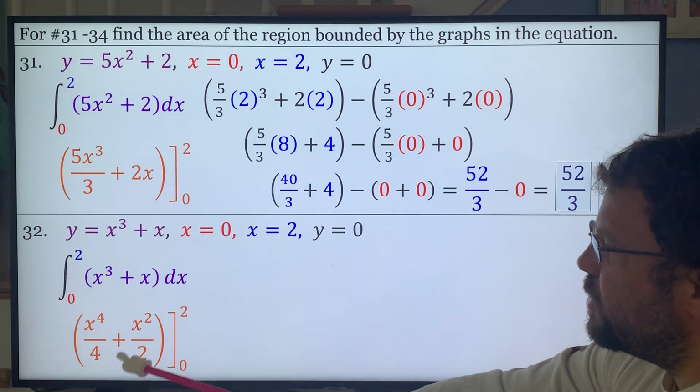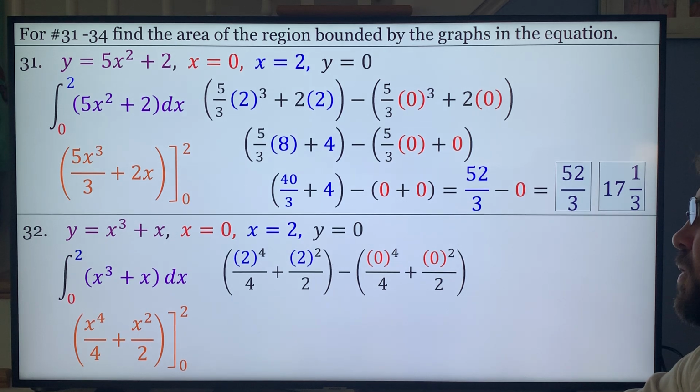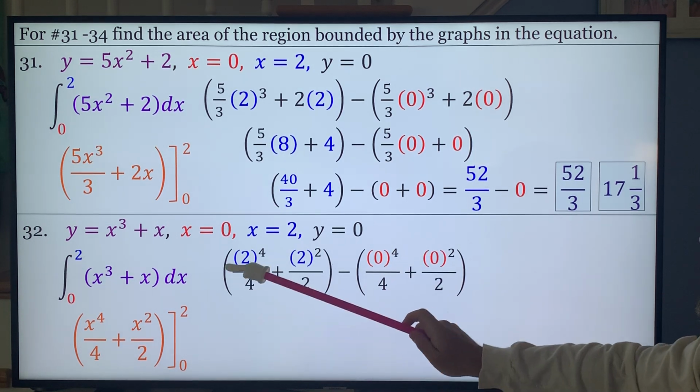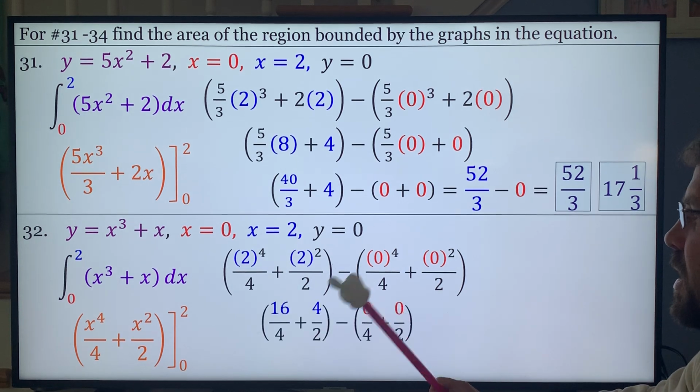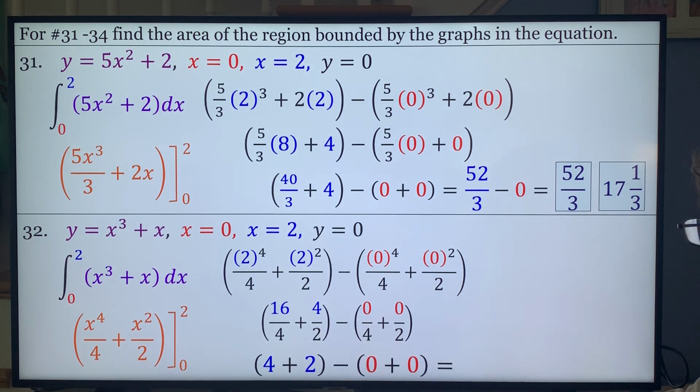All right, so x to the 4th over 4, x squared over 2. 2 to the 4th, 2 squared, blah, blah, blah. 0, so they don't matter. 2 times 2 times 2 times 2 is 16 over 4. 2 times 2 is 4 over 2. 4 plus 2. 6 minus 0 is 6. All right. Ready to do 2 more?